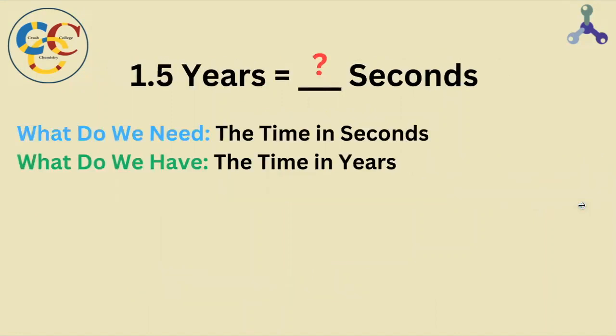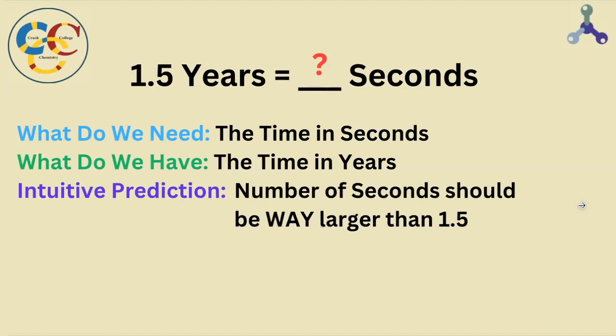What do we have and what do we need? Well, we need the number of seconds, the amount of time in seconds, and we have the amount of time in years. So the question is, how do we bridge that gap and convert from one quantity to an equal quantity in a different set of units? Let's make an intuitive prediction, because there's always an aspect of chemistry where common sense serves your problem-solving efforts. And 1 year is far, far, far greater than 1 second, so it follows that the number of seconds should be way larger than 1.5.